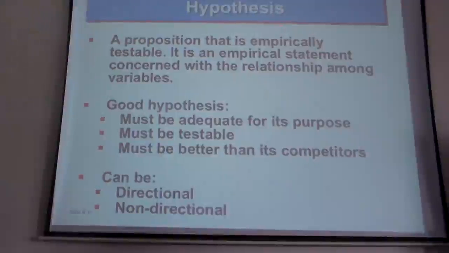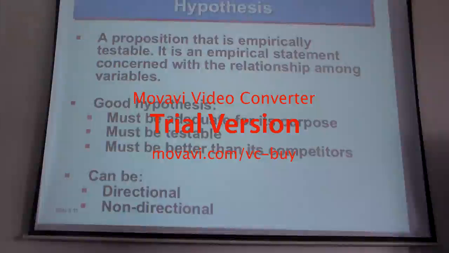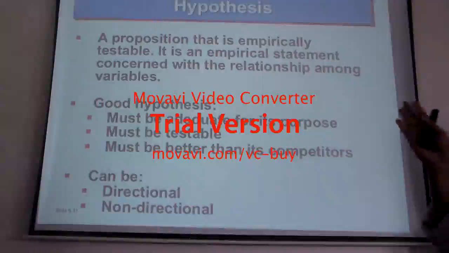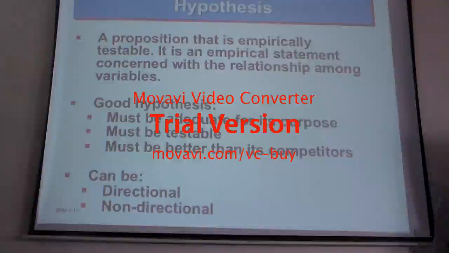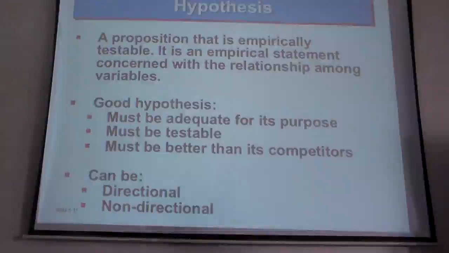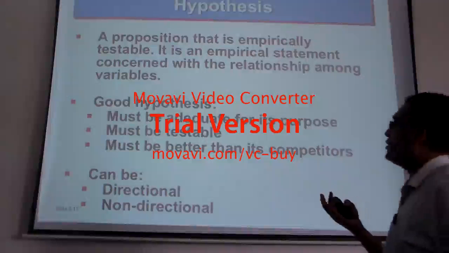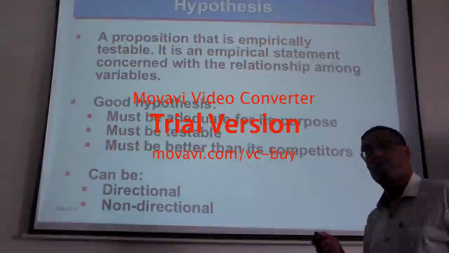So, the hypothesis is a proposition, a statement that is empirically testable. It should be testable. For this relationship between the variables, we should find a way to test or measure it. How is this relationship? Is it a positive or negative relationship, or what kind of relationship? So it should be testable.